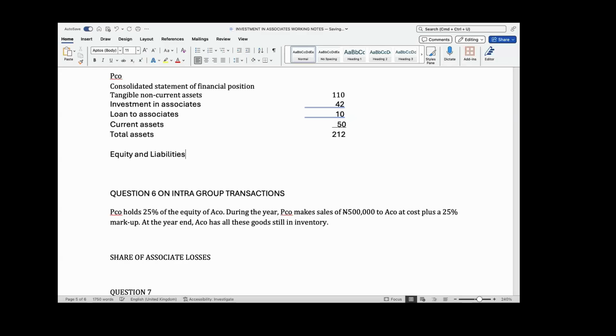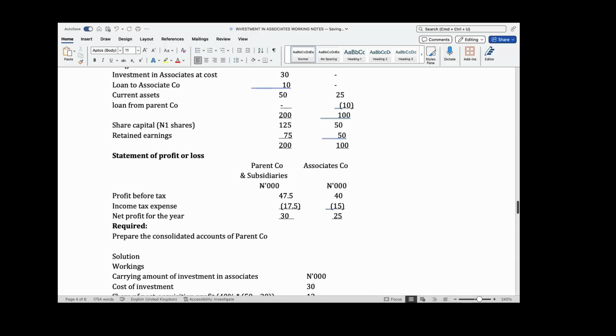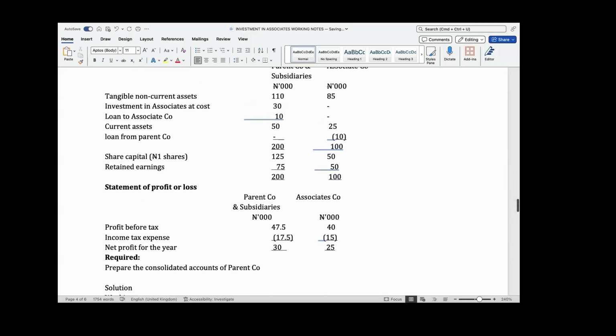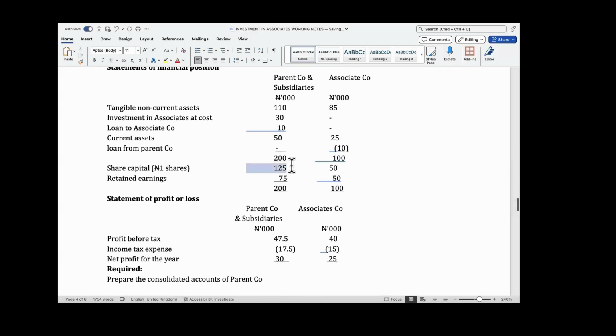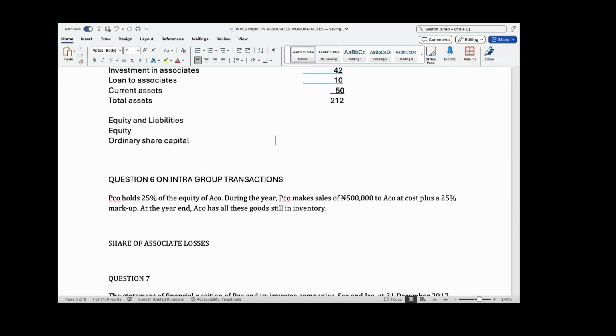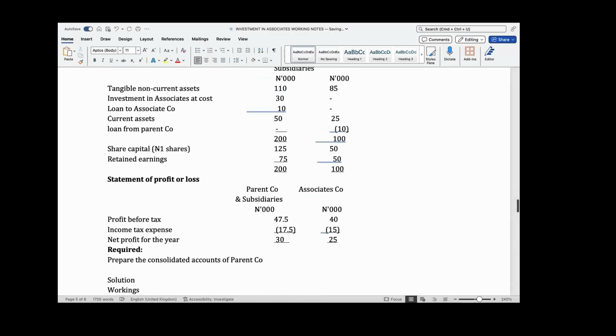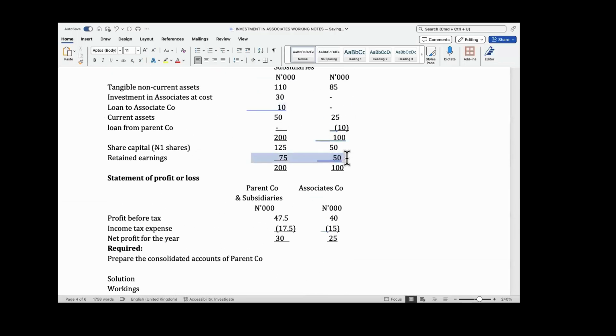Equity and liabilities. Equity. I have my ordinary share capital. What's my ordinary share capital? I have 125. Then my consolidated retained earnings. What's my consolidated retained earnings?